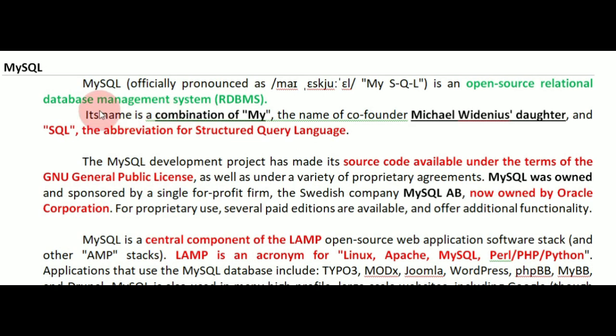So we'll just have a brief introduction to the history of MySQL. Generally, MySQL is officially pronounced as "My Ess Que Ell". It is an open source relational database management system. The "My" in MySQL got its name from the co-founder Michael Widenius's daughter. On his daughter's name he kept that particular name as My, and in combination the Structured Query Language has been kept. In this way we have got the name MySQL.